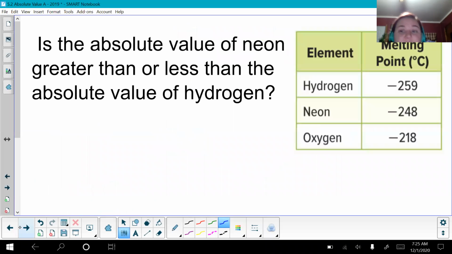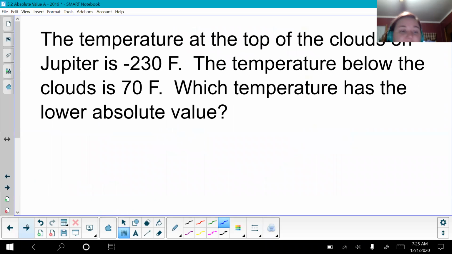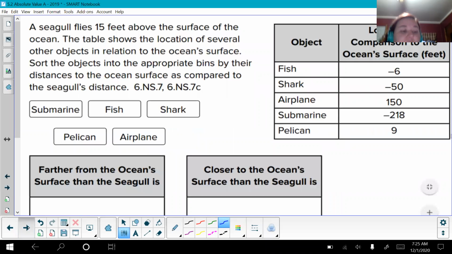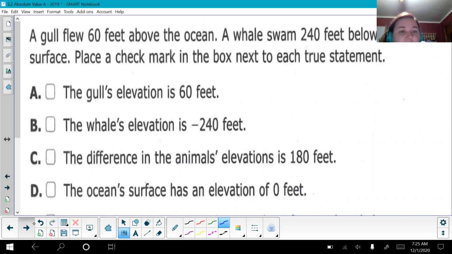Pretty much that's it. I have other questions here, like which one has the greatest absolute value? Again, it's all about making sure you read the question, reading the question, reading the question. I had some more questions here.